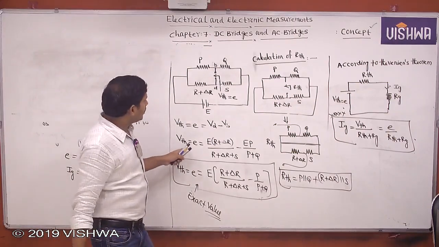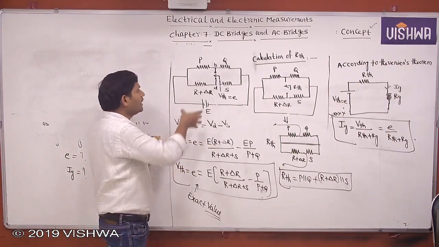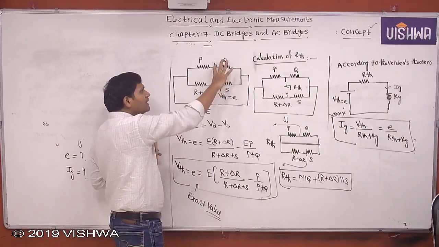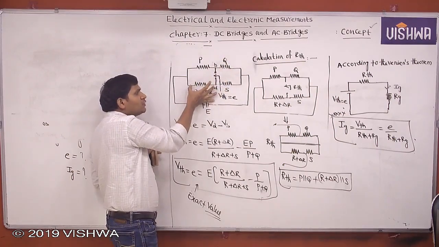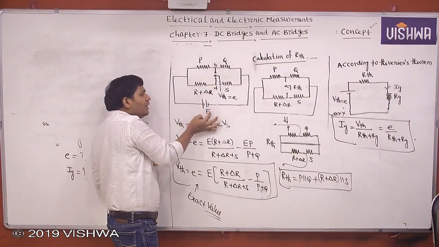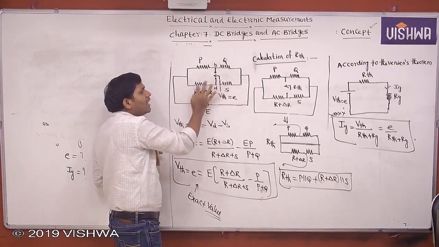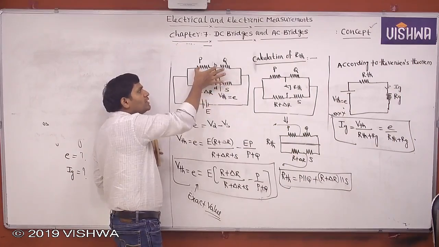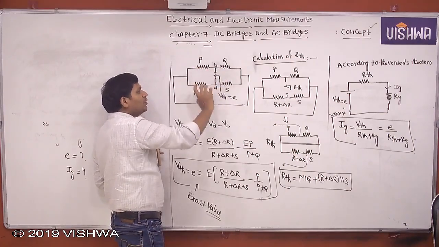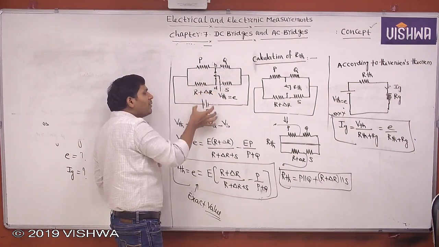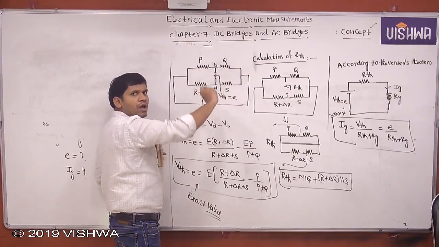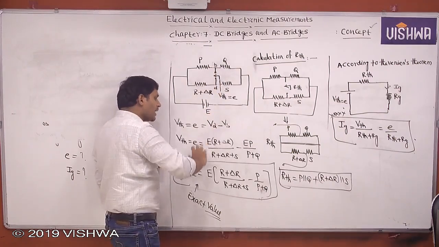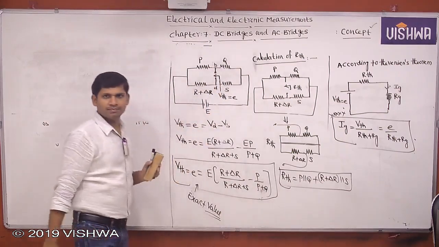Concentrate on how we are calculating this VTH. Here the resistance is changing. I want the voltage across these two terminals. Then from this we can define the voltage across this one. Total voltage is E, so it is E into R plus delta R by R plus delta R plus S, the total resistance. Now I want this voltage, E into P by P plus Q. Across these series arms I am applying the voltage divider rule. I calculate VD and VB, then subtract. Then we get this formula. Clear? Yes.